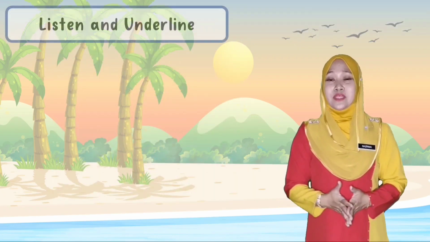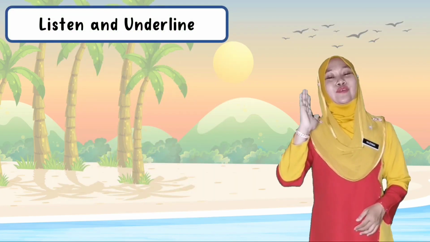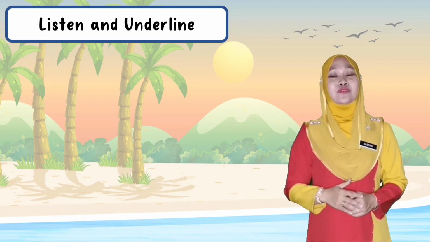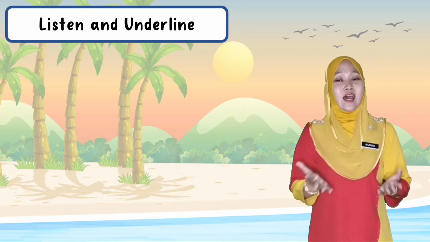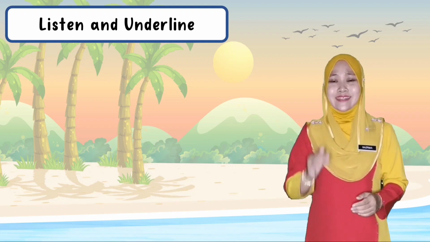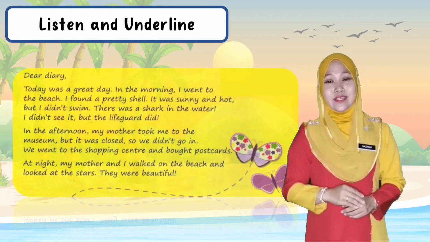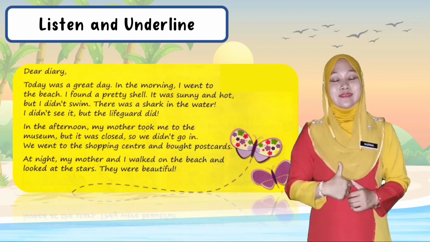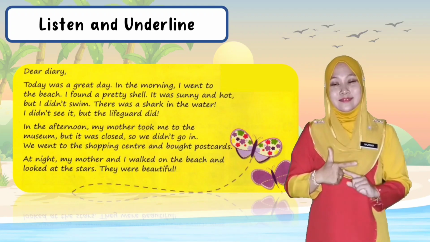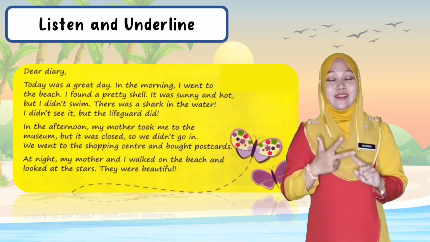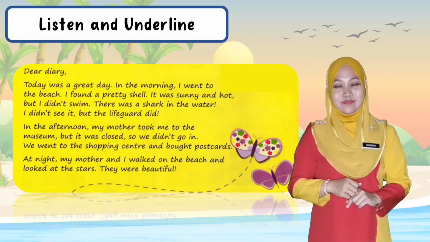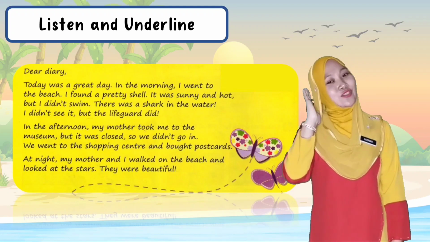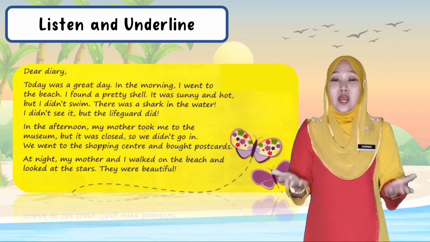Alright, we are going to listen to Katie's diary about a holiday, and I want you to read silently. After that, we are going to find and underline 4 words in the diary, which are shell, shop, lifeguard, and museum. Are you all ready? Let's listen to Katie's diary about a holiday.